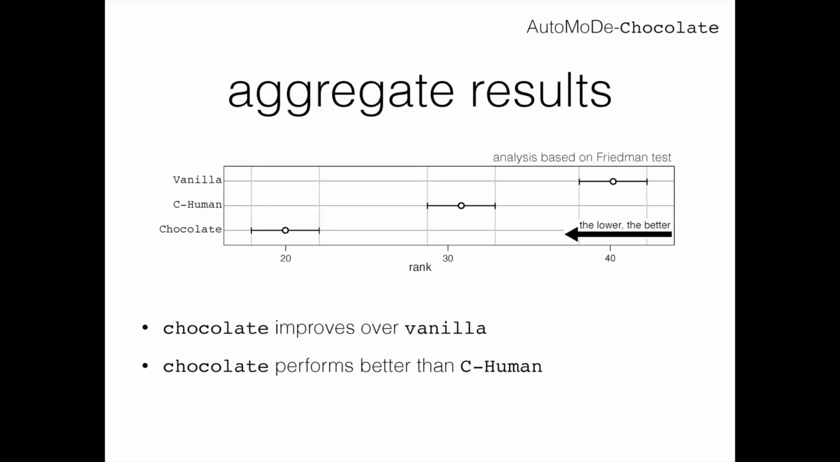Here we have the aggregate results of these experiments, and we clearly see that Chocolate improves over Vanilla and performs better than the human designers. Chocolate is the first method for the automatic design of robot swarms that has been shown to produce better results than human designers in an experiment performed under controlled conditions.